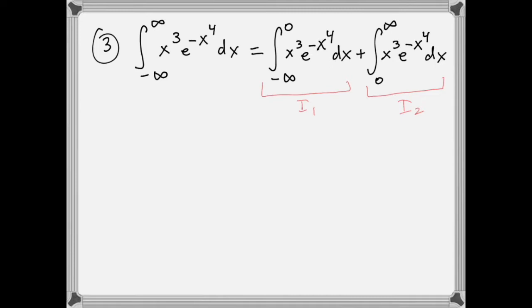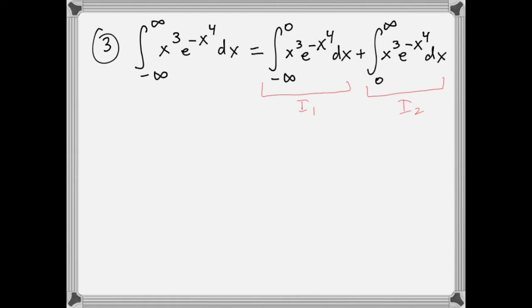Now, I want you to understand something, okay? The one on the left is equal to the sum of these two, but only if they both converge, right? Remember what I said in the rules before. I said if either one diverges, then the one on the left does also. So I can actually do either one of these.